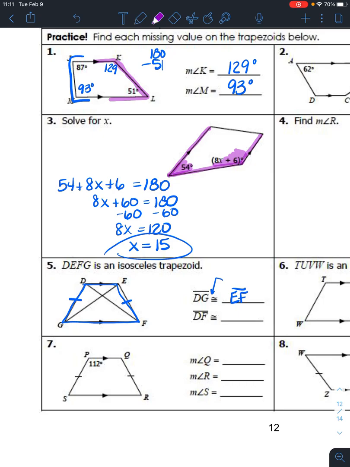And DF, which is a diagonal, would be congruent to EG because the diagonals are congruent for an isosceles trapezoid. So we would say segment EG.